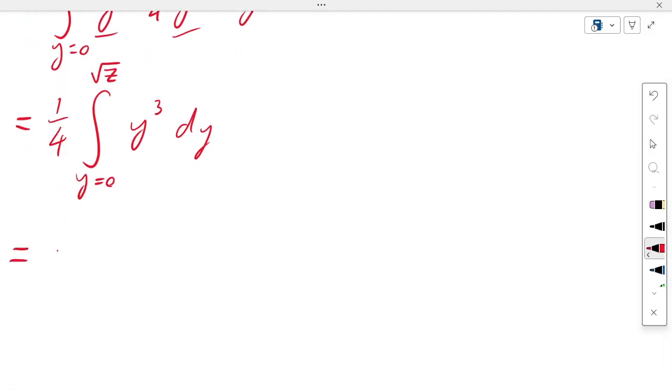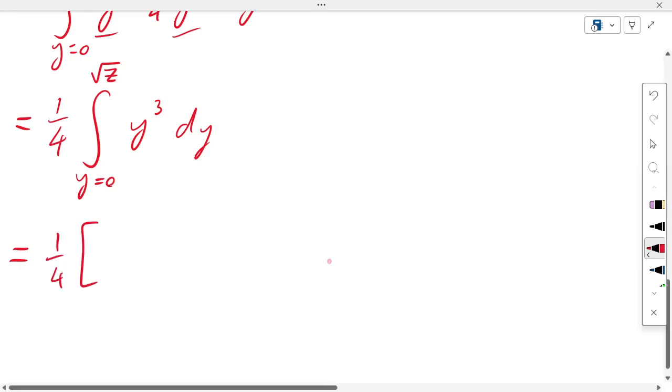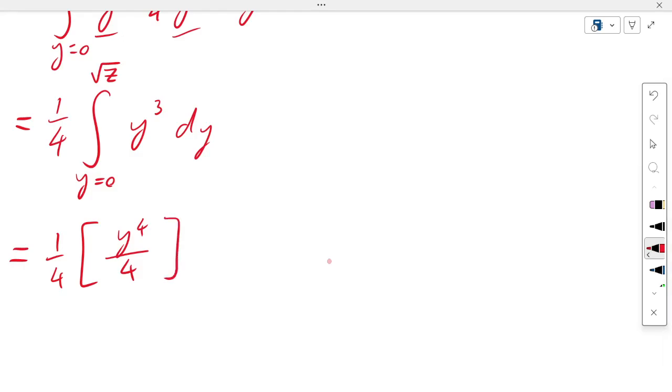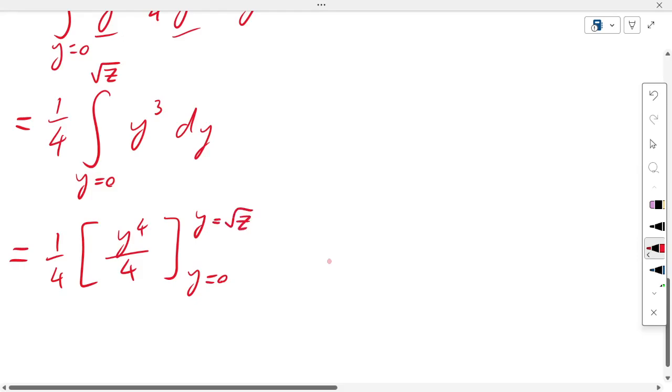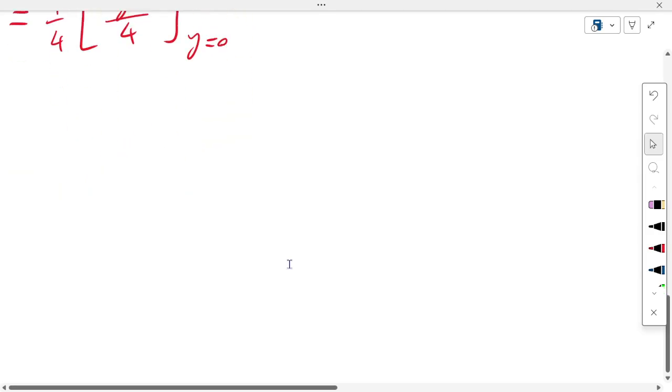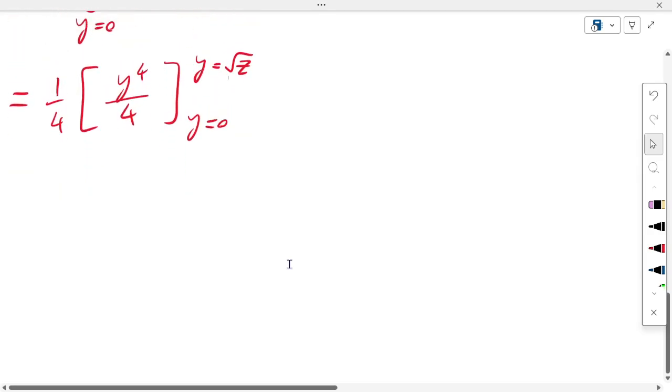And now we're going to have 1 over 4. We can actually just integrate straight from here, right? So the integral of y cubed is equal to y to the power of 4 over 4. Okay. And then evaluate it from y equals 0 to y equals root z. Okay. Now from here, this is great.